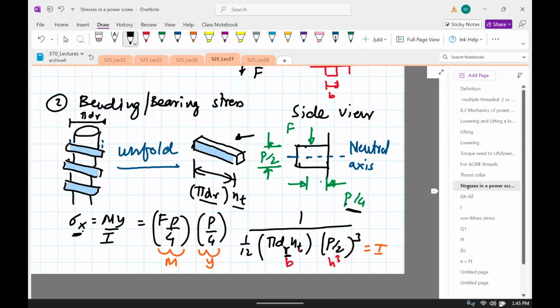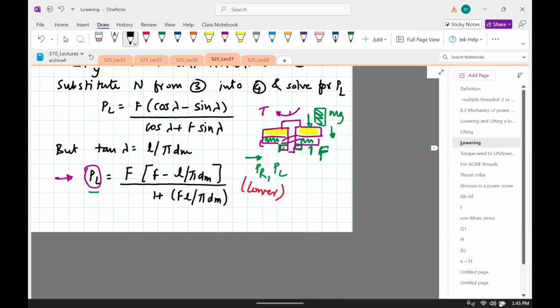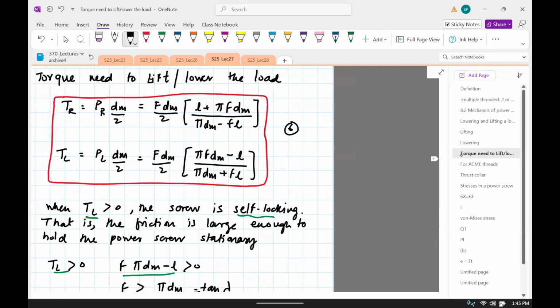Do both the total lift and total load have to be greater than zero? No, one of them is always positive. But the other one, TL, there's no guarantee it's positive, because this is usually true. F is a very small value, so pi f dm is usually greater than L, right? But this way it's not true, because pi f dm can be greater than L, or less than L.